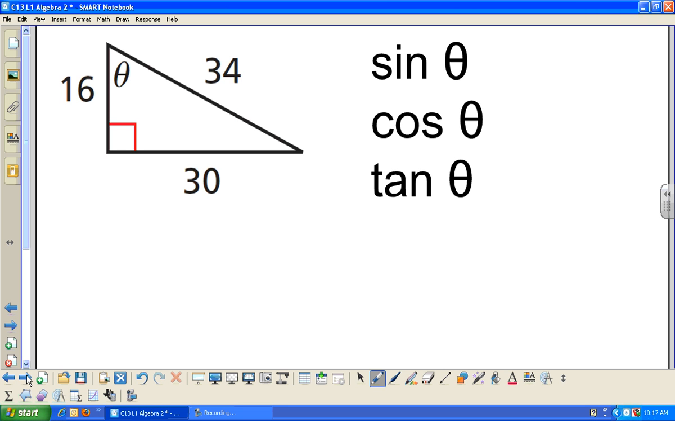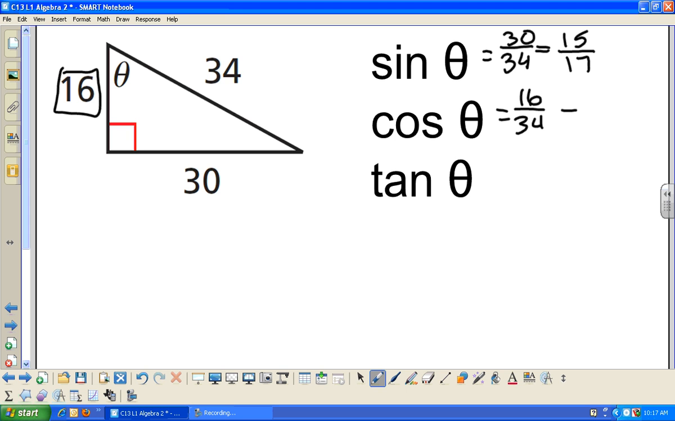For the example problems, you should always try them by yourself first and then see if you get the same answer as I did. For sine theta, my opposite is 30 over my hypotenuse, 34. Here's a spot where you should reduce to 15 over 17. Cosine theta is my adjacent over my hypotenuse, which is 16 over 34, which reduces to 8 over 17. And tangent theta is my opposite over my adjacent, which is 30 over 16 and reduces to 15 over 8.